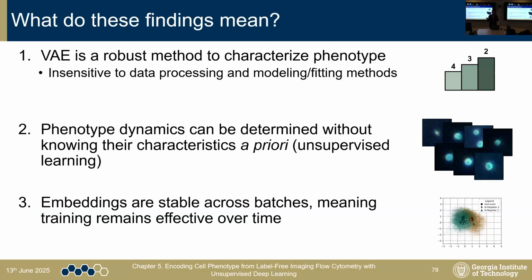All right, so the wrap up of this chapter, we found that the VAE was very robust to characterize the phenotype, and it had a very good ranking of its different encodings and its fittings. We also saw that we could encode phenotype dynamics without knowing beforehand what we're looking for, because it's an unsupervised learning method. And then we also saw that they were stable across batches. And this is really important because that means you can train the model once on a calibration set of data and then use it in production for weeks or months in the future.